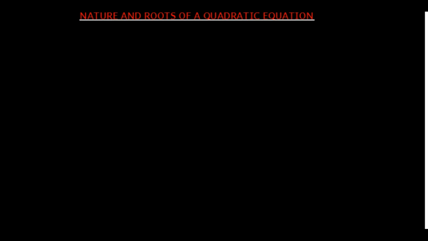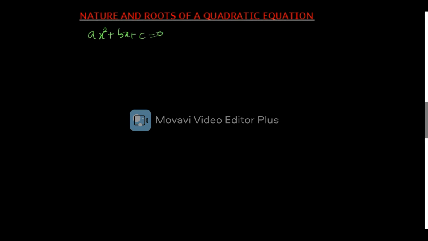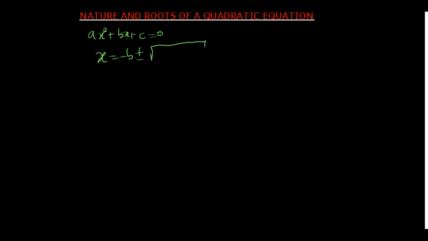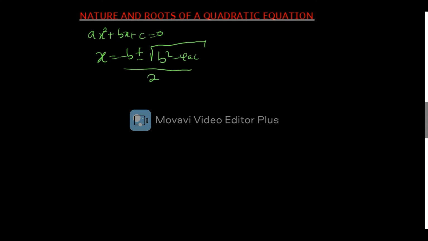Now again, if we remember, we know that the general form of a quadratic equation is ax squared plus bx plus c being equal to 0. If you use completion of squares, we're going to find that x is equal to negative b plus or minus the square root of b squared minus 4ac, divided by 2a. So this is our quadratic formula.